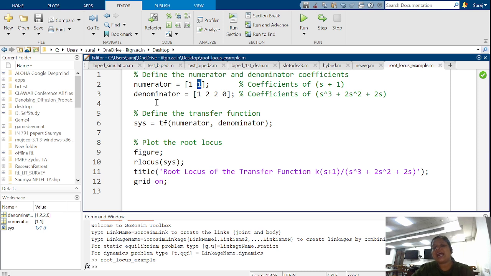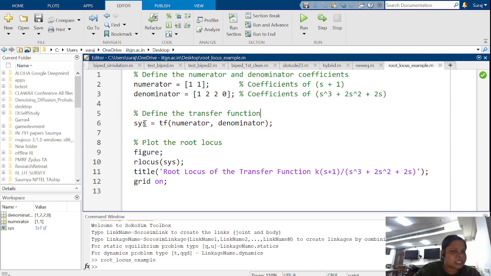For the denominator, we had s cube plus 2s square plus 2s plus 0. There was nothing for s to the power 0, so we write it in that way. Corresponding to this, the coefficient of s cube is 1, the coefficient of s square is 2, the coefficient of s is 2, and the coefficient of s to the power 0 is 0. Hence, the transfer function is defined. So, how do we say that?